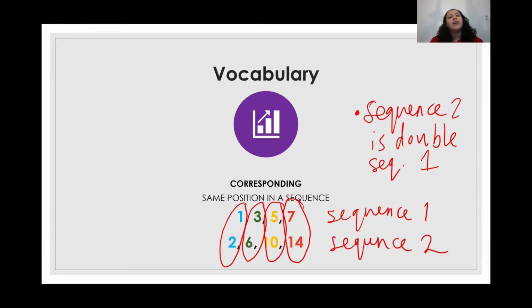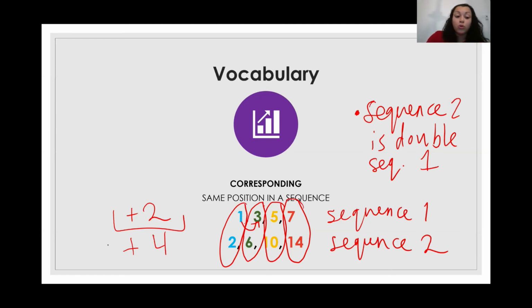You could also say that sequence 1 is increasing by 2. So we have 1 plus 2 is 3, 3 plus 2 is 5, 5 plus 2 is 7. The rule for sequence 2 is actually adding 4. So you can see here, adding 4 to 2, you get 6. 6 plus 4 is 10. 10 plus 4 is 14.